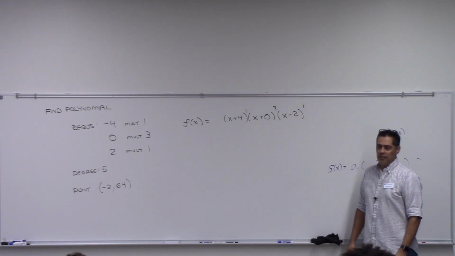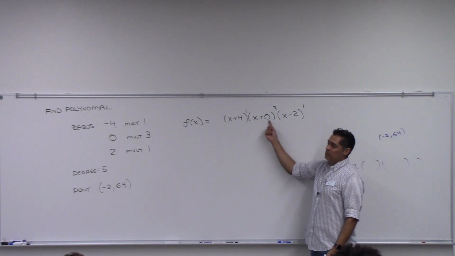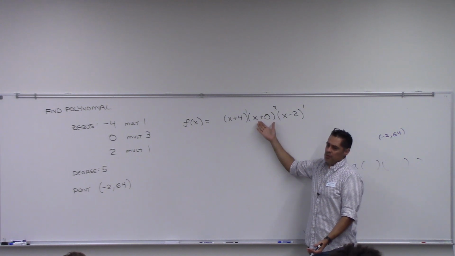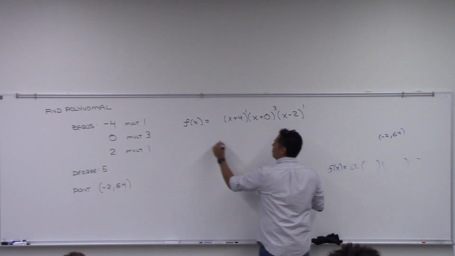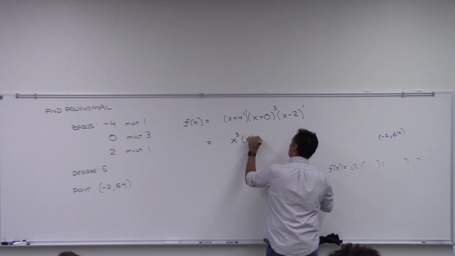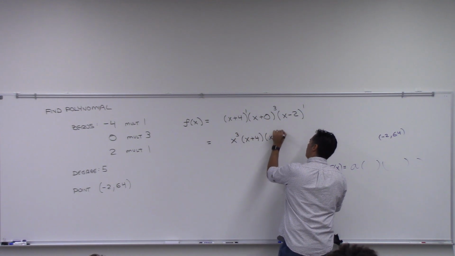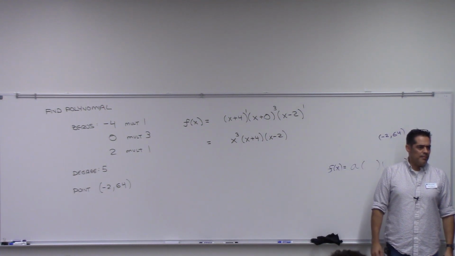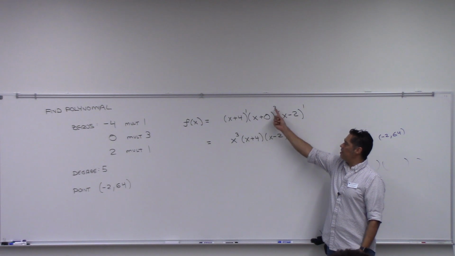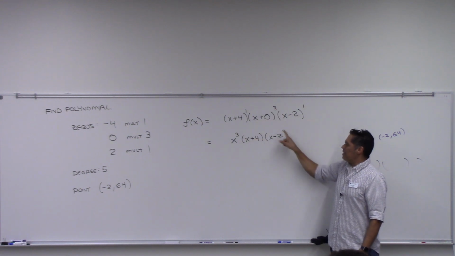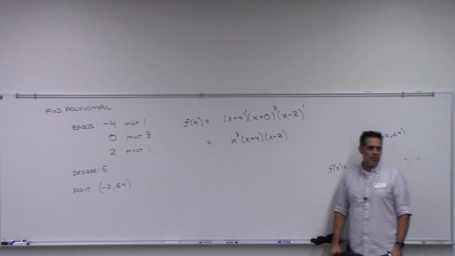Okay, now what is x plus 0? X, right? So isn't this just x cubed? That's just x cubed. So maybe I write it this way instead: x cubed, x plus 4, x minus 2. You see, that's a cleaner way of writing everything. Do y'all see where everything comes from? This is x to the third power. Then x plus 4, and then x minus 2. I don't need to write the ones. This should be the function, right?